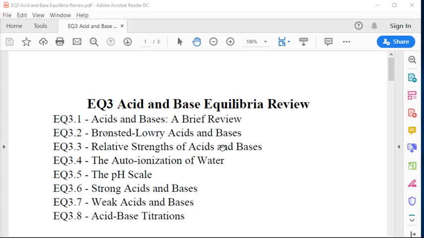Welcome back, Chemistry 30. This is the EQ3 acid and base equilibria review for the exam. So the sections here, it's a fairly big section. So 3.1, a brief review of acids and bases. 3.2 is when we did Bronsted-Lowry acids and bases. 3.3, relative strengths of acids and bases. 3.4, the autoionization of water.